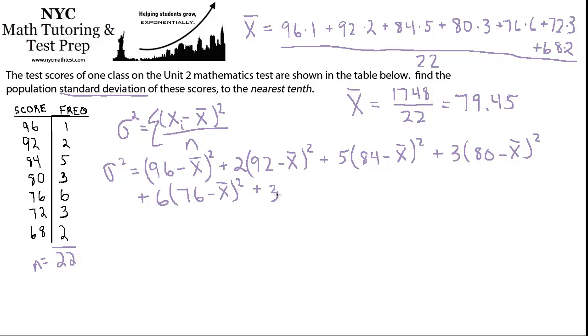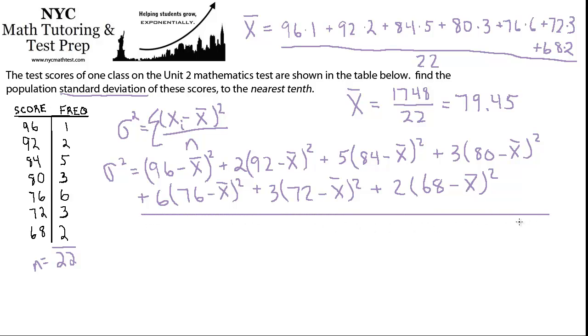Next we have 3 times 72 minus x bar squared plus 2 times 68 minus x bar squared, and that's it. So that is the entire numerator, and then the denominator is that we're going to put this whole thing over 22.